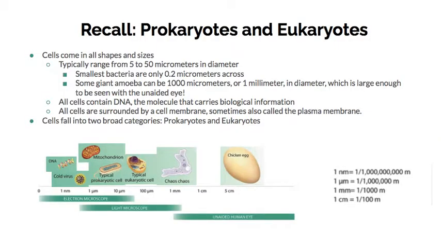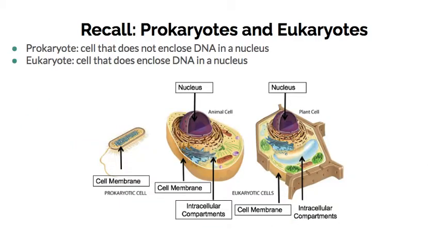So we're going to have a couple review slides. Remember, cells come in all shapes and sizes. All cells contain DNA, which is the molecule that carries biological information. All cells are surrounded by a cell membrane, sometimes also called the plasma membrane. And remember, cells fall into two broad categories. So we have our prokaryotes and eukaryotes.